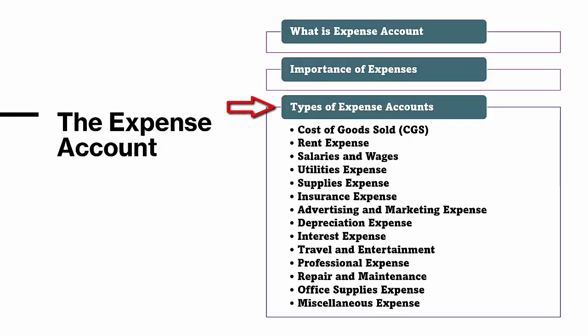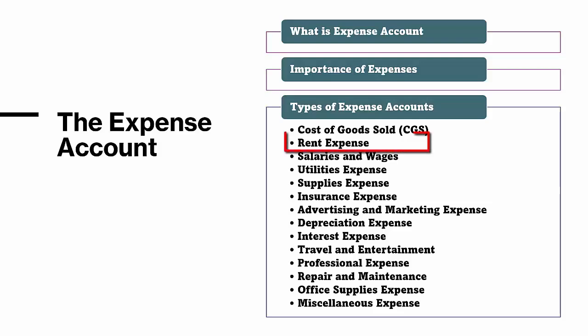Types of expense accounts. Expenses can be grouped into several categories, each representing a different type of cost the business may incur. Below are common types of expense accounts that businesses typically use. 1. Cost of goods sold, COGS. This is the cost directly tied to making or buying the products that a business sells. For example, a bakery's COGS would include the cost of ingredients like flour and sugar.